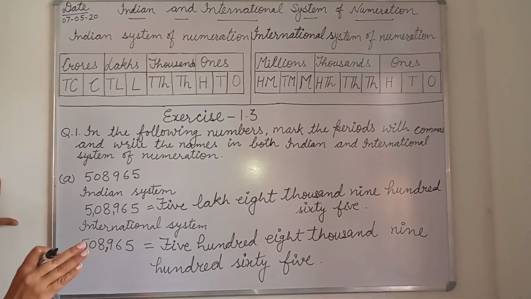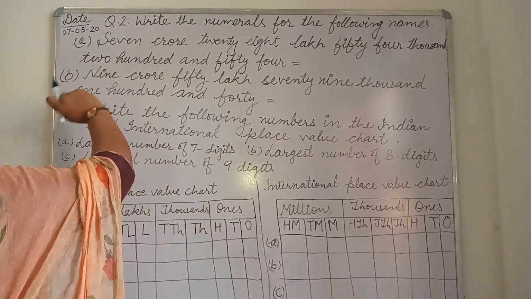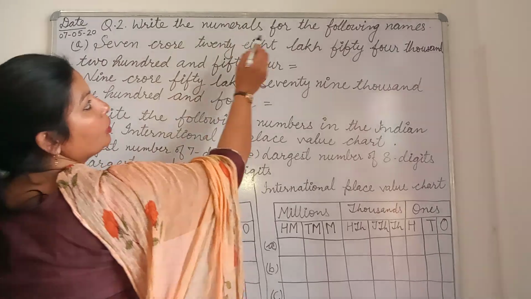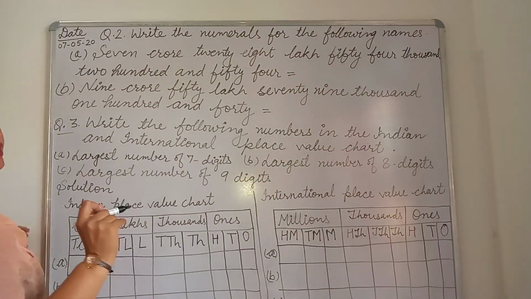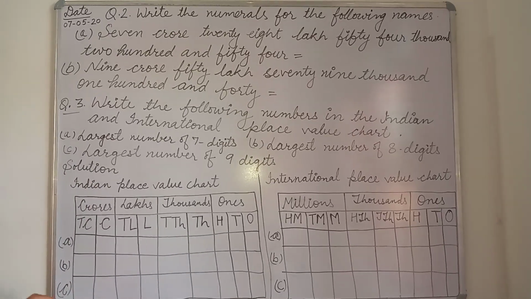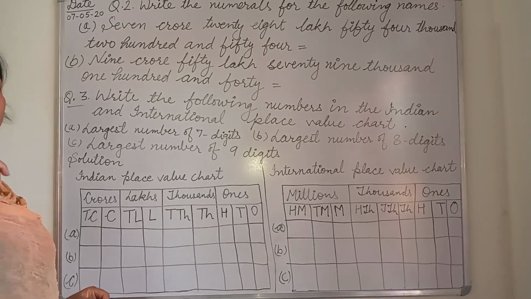Now we should start question number 2. Write the numerals for the following names. Means number names are given here and you should write in numerals. You should write in the figures. Numerals means you should write in the figures.